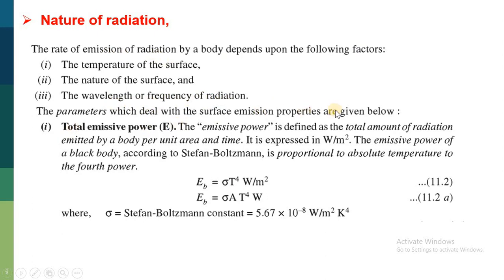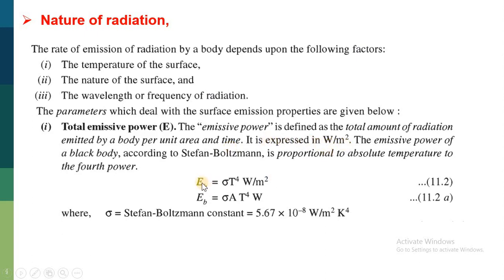Now we are going to discuss some basic important definitions. Total emissive power: the emissive power is defined as the total amount of radiation emitted by a body per unit area per unit time. This means how much radiation is emitted by a body is directly related to the area of the body and time. It is expressed in watts per meter square.